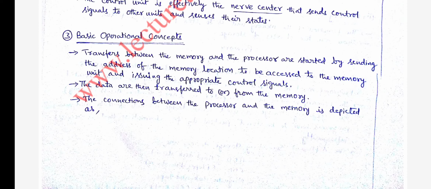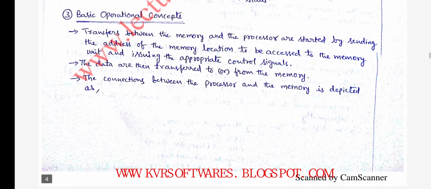The data are then transferred from or to memory. Either it may be transferred to memory, or you can access the content from memory. The connections between the processor and the memory are shown like this.